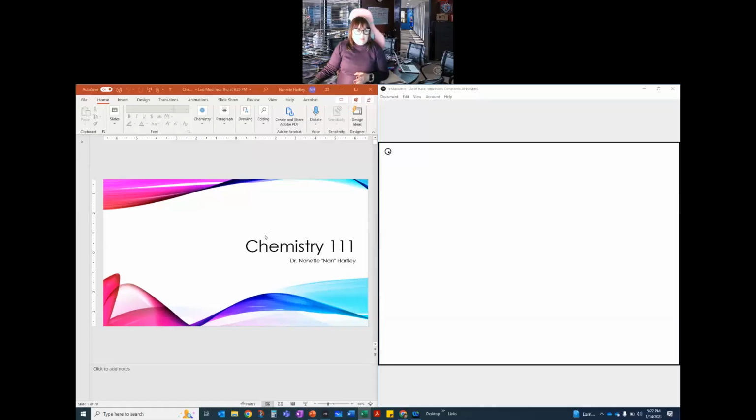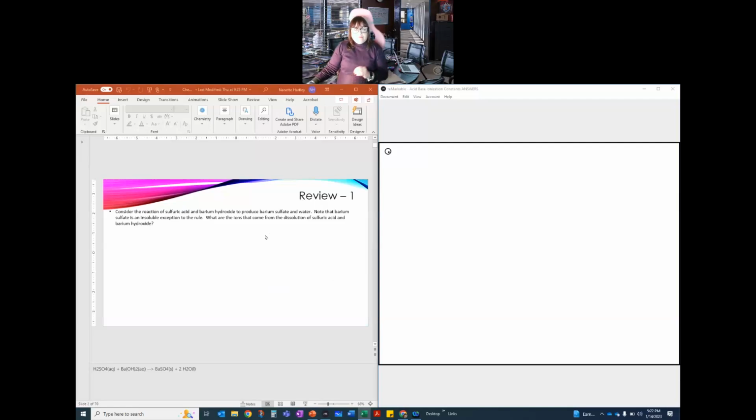So the first part that we're going to do is the review. And I'm going to go ahead and share my screen so that you guys will be able to see what I'm talking about. So we are in the chemical equilibrium lecture. The first review question we have is consider the reaction of sulfuric acid and barium hydroxide to produce barium sulfate and water. Note that barium sulfate is an insoluble exception to the rule. What are the ions that come from the dissolution of sulfuric acid and barium hydroxide?